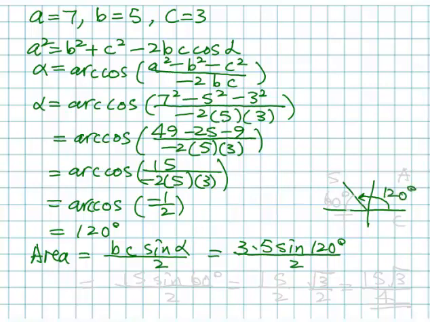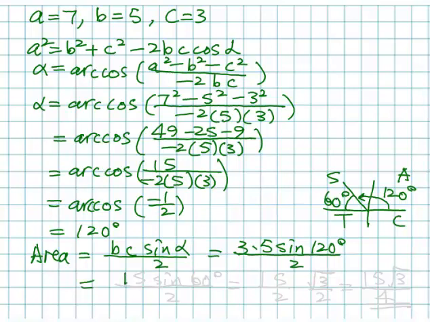The reference angle correspondingly is 60 degrees, and it is in the second quadrant. So sine function is positive, and sine of 120 degrees is the same as sine of 60 degrees. We do not need to put a plus or minus sign there.